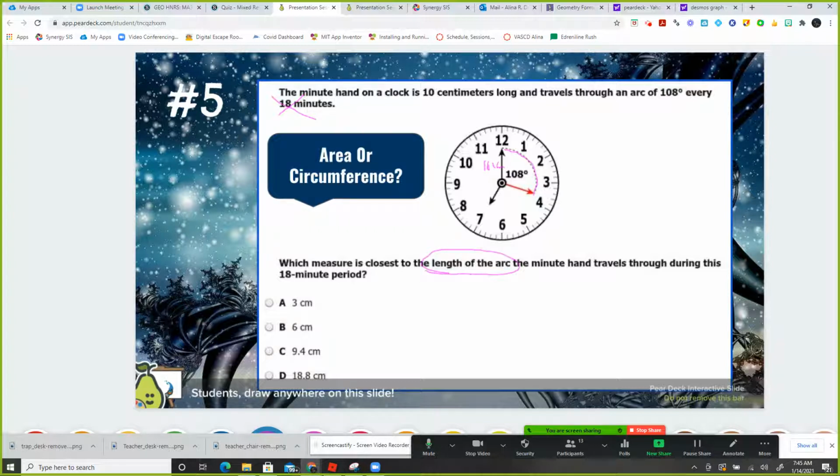So anytime I see length of the arc, I automatically think degrees over 360 times circumference.